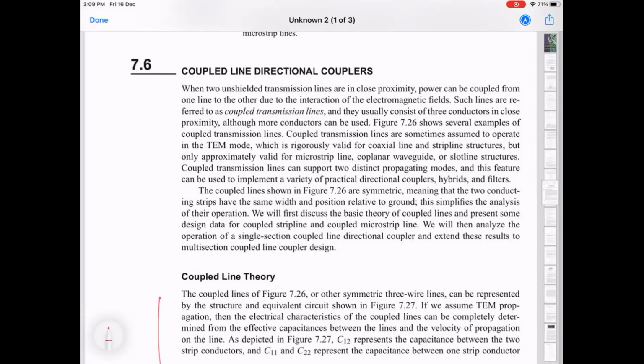The analysis again involves even-odd mode analysis here, because you have two modes present here, and we will only look at the basic idea here, and you can read through the more detailed discussion. And then we will try to look at this in Microwave Office and see how this device functions, what exactly the different terms mean when we talk about the properties, the scattering matrix of a directional coupler, and then finish up with some discussion of how to make this using different types of transmission lines.